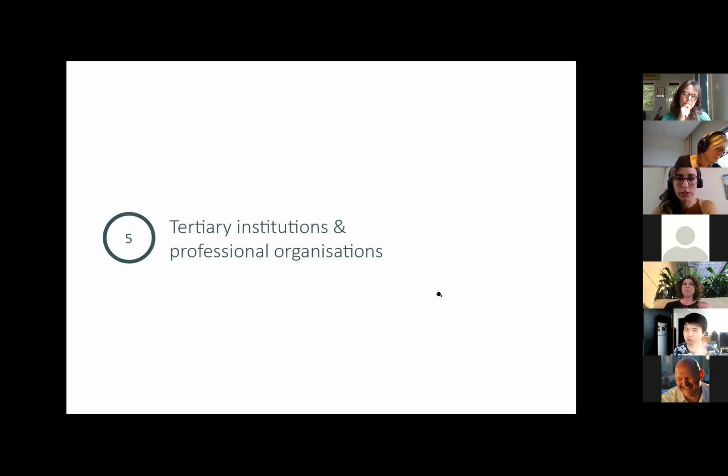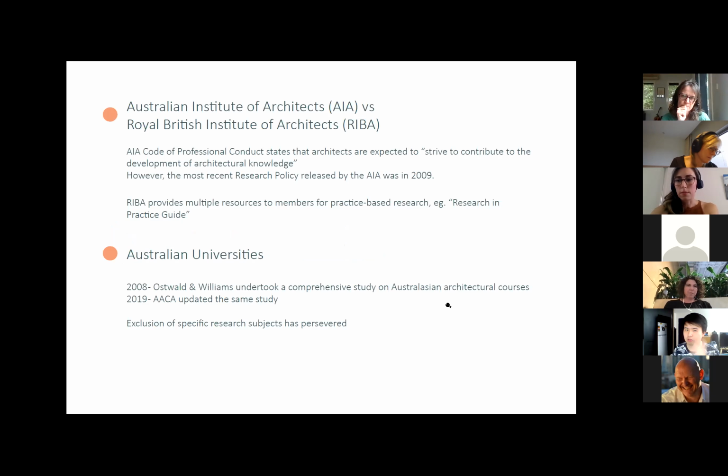And finally, tertiary institutions and professional organisations. So the literature review investigated what kind of support the AIA offered to its members. Just briefly, the AIA Code of Conduct, Professional Code of Conduct, states that architects are expected to strive to contribute to the development of architectural knowledge. However, the most recent research policy released by the AIA was in 2009, so a little over a decade ago.